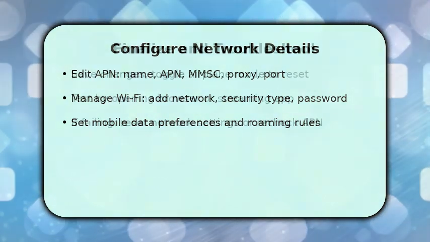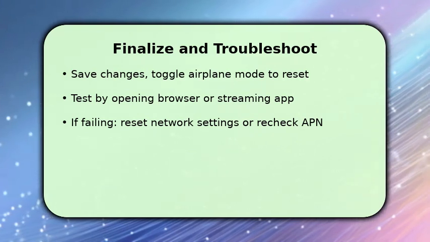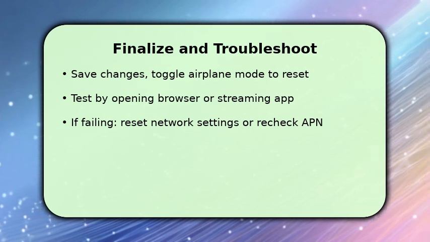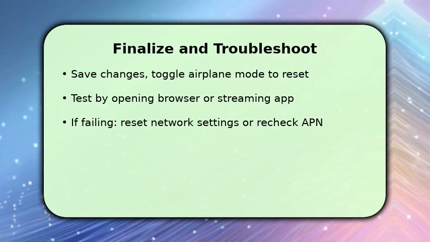Save every change and then toggle airplane mode on and off to force the phone to re-register on the network. Once done, test connectivity by loading a web page or streaming a short video. Make sure speeds match expectations.